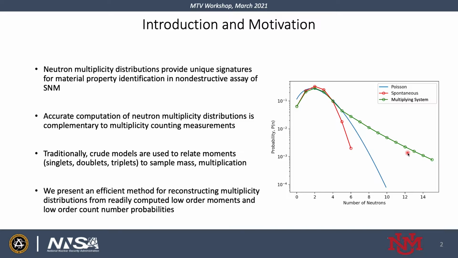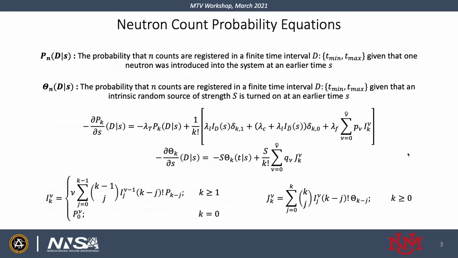In this work, we present an efficient method for reconstructing multiplicity distributions from readily computed low-order moments and low-order count number probabilities. Now, the quantities we are interested in are P of n, which is the probability that n counts are registered in a finite time interval given that one neutron was introduced into the system at an earlier time s, and theta of n, the probability that n counts are registered given that an intrinsic random source is turned on at an earlier time.